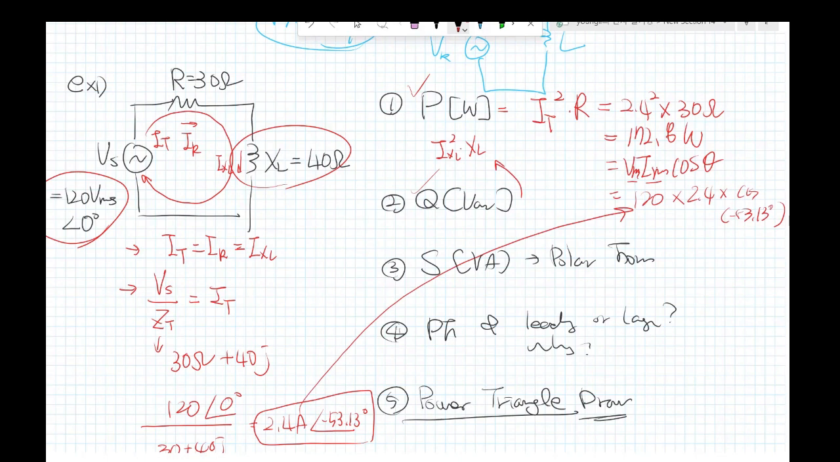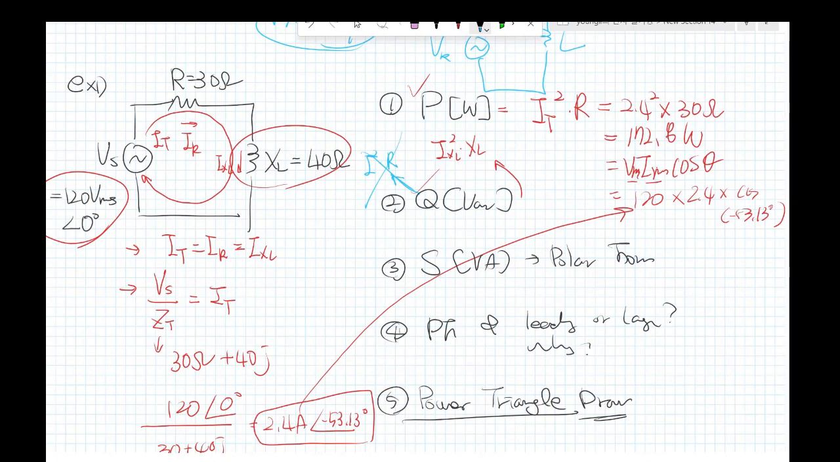Then the reactive power is I squared times X sub L. But some students make a mistake: they calculate the reactive power as I squared times R. No. Reactive power only involves the inductor or capacitor component, the Q, because it depends on the inductor or the capacitor.